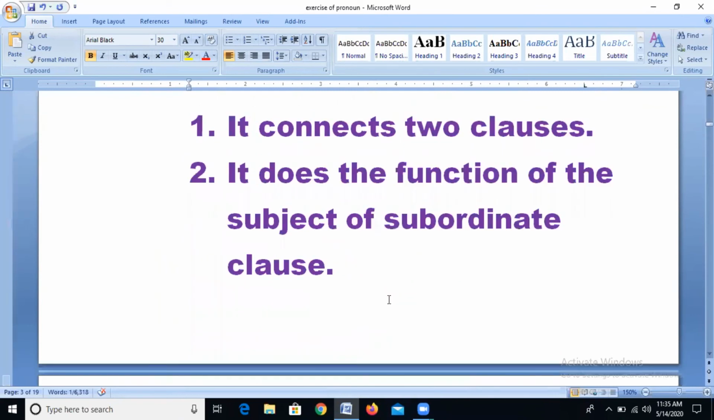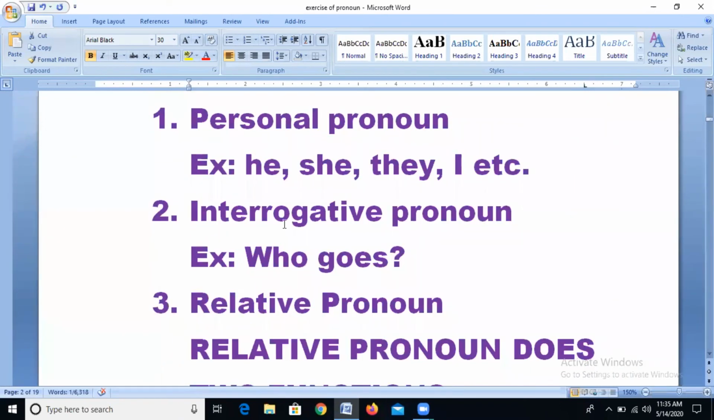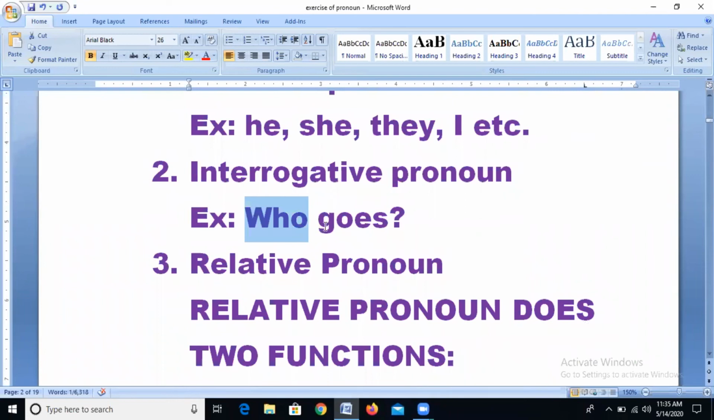Now, pronoun is of 9 kinds, I have already told you. Number 1, personal pronoun. Personal pronoun refers to persons. Suppose he, she, they, I, you, etc. These are personal pronouns. Then interrogative pronoun. Interrogative pronoun is used to put a question. Suppose, who goes? This who is used here as subject, and at the same time it is used to put a question. For that reason, this who is an interrogative pronoun.